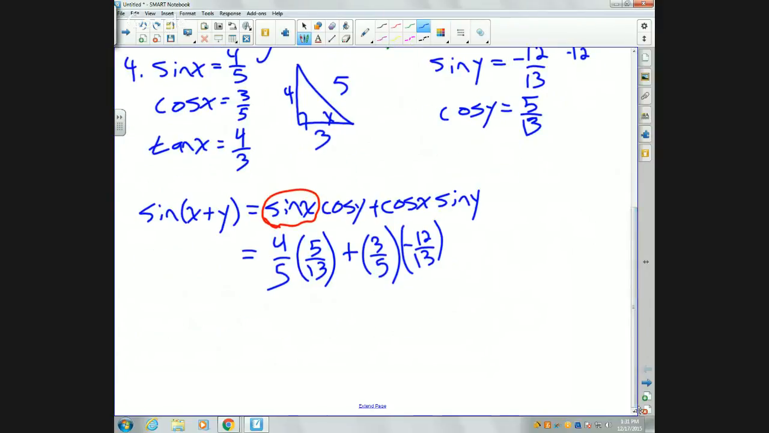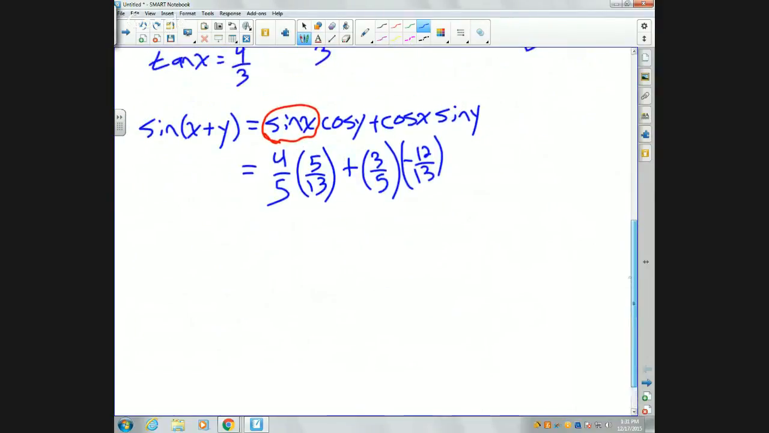Now it's just a matter of doing a little bit of fraction work. Just met with some grade 8 teachers today, talking about how important fractions were. It's funny how simple this seems to you guys now compared to when you were in grade 8.